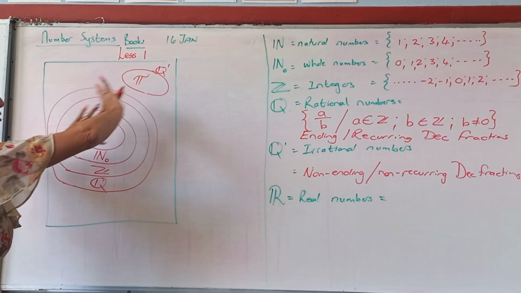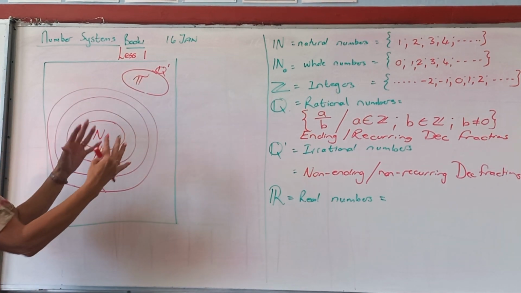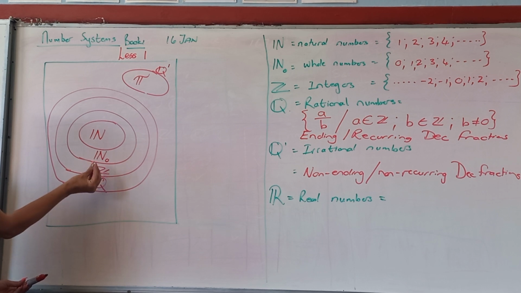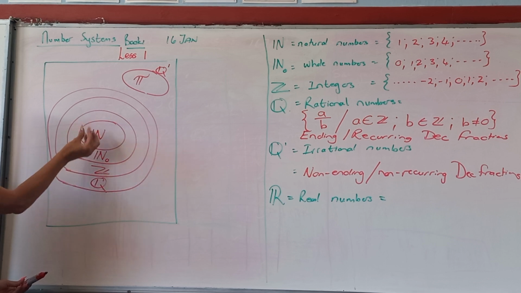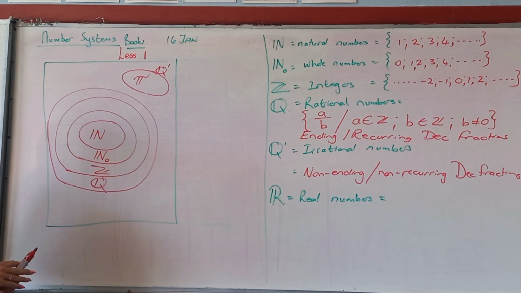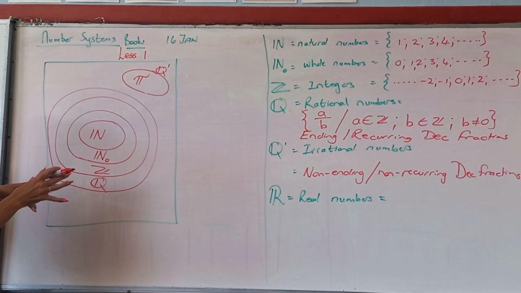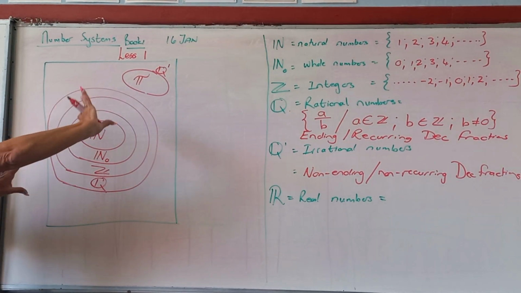Can you see that I can't sketch them inside of each other? This whole method is, inside of the rationals are all of the integers. Inside of them are all of the whole numbers. Inside of them are all of the natural numbers. But the irrational ones have got nothing to do with the rational ones. They've got to be separate.